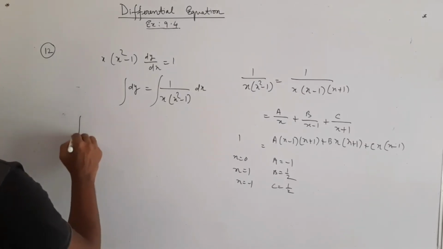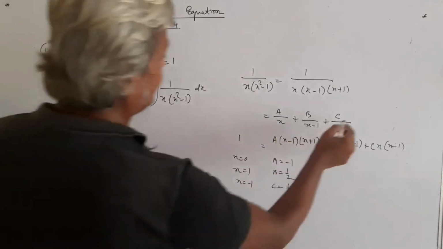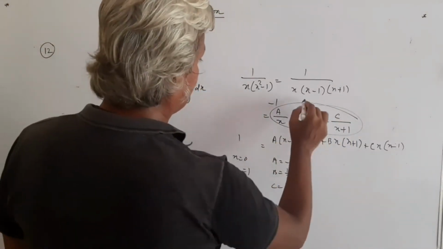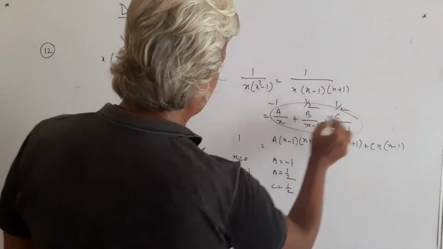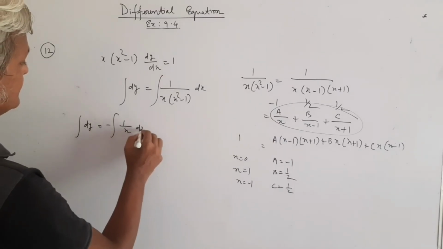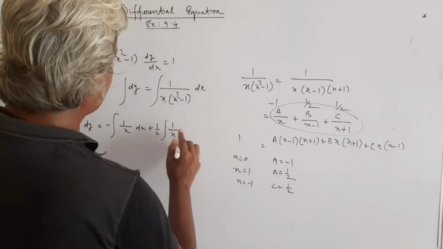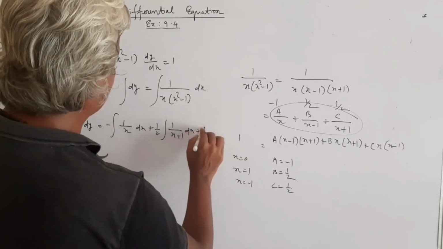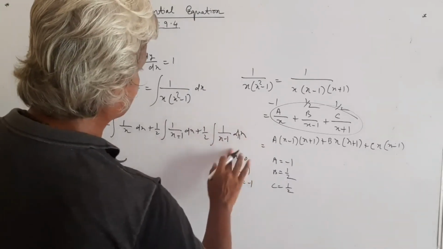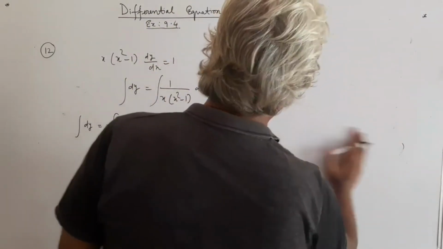So here I have my dy intact, and in place of the integration of this I will be integrating these three terms together with the value of a as minus 1, b as half, and c also as half. So this becomes minus integration of 1 over x dx, plus half integration of 1 over x plus 1 dx, and then plus half again integration of 1 over x minus 1 dx. Now I remove all these useless things because this job is done.